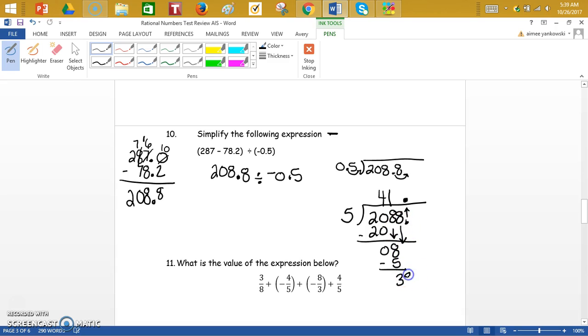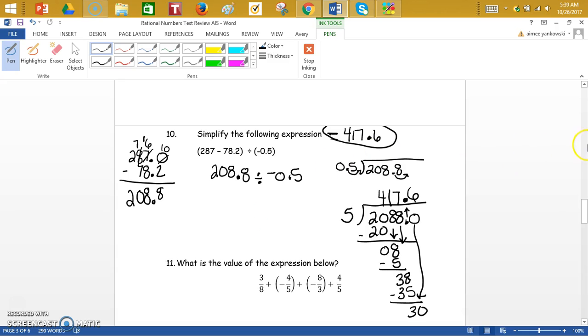Drag down an 8. How many times does 5 go into 38? 5 goes into 38 7 times. 7 times 5 is 35. Subtract off. 38 minus 35 is 3. Then you have to drag down a 0. And how many times does 5 go into 30? 5 goes into 30 6 times. So my final answer is a negative 417.6. Yep.